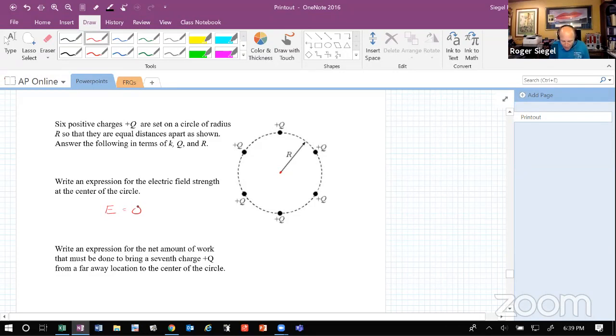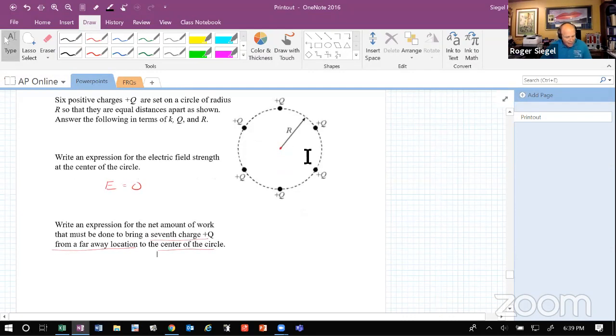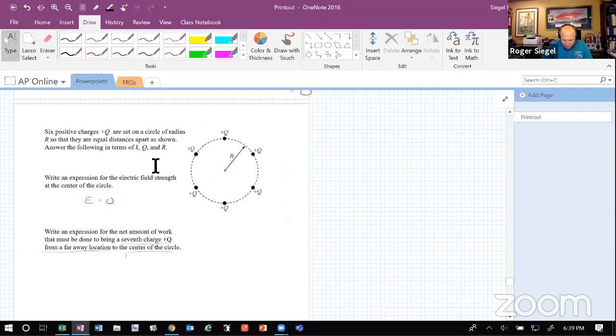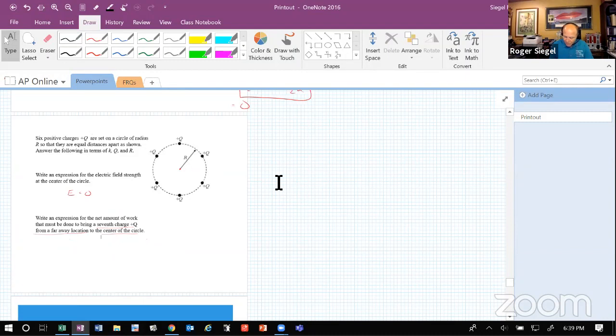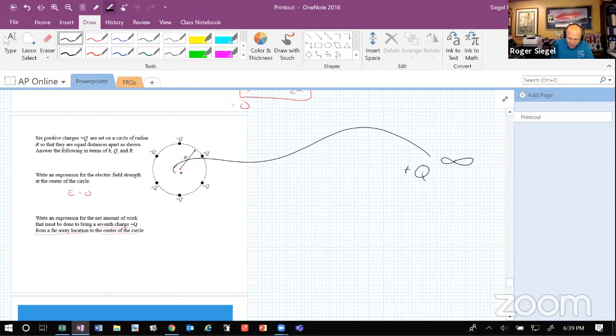Now, write an expression for the net amount of work that must be done to bring a 7th charge, Q plus, from a location far away to the center of the circle. Now let's talk about that. I've got a charge. It's very far away. It's a Q plus, right? And I'm going to bring it from here at infinity all the way, smack dab right there. That's where I want to put it. So how much work do I have to do?